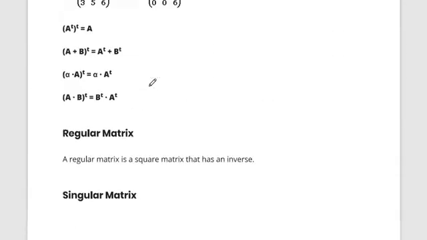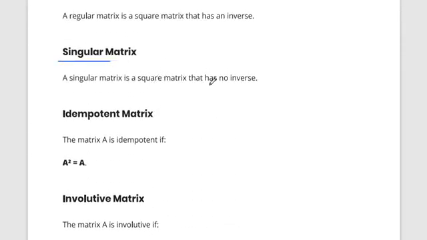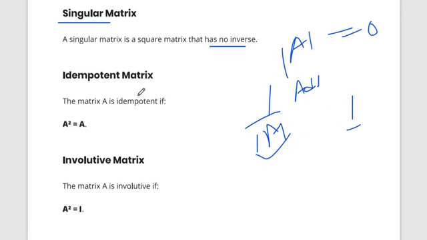This we already know. Next, singular matrix has no inverse. Which matrix has no inverse? The matrix whose determinant is equal to 0, so we cannot find the inverse. Why? What is the formula of inverse? It is 1 upon mod A multiplied by adjoint A. If the determinant is 0, then 1 upon 0 is not possible. So it is called a singular matrix.